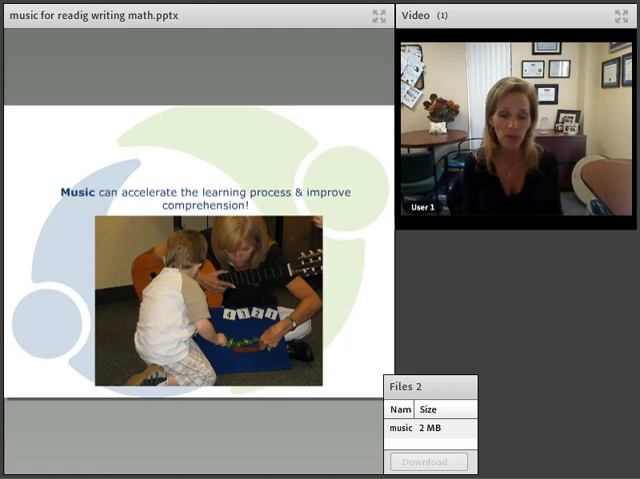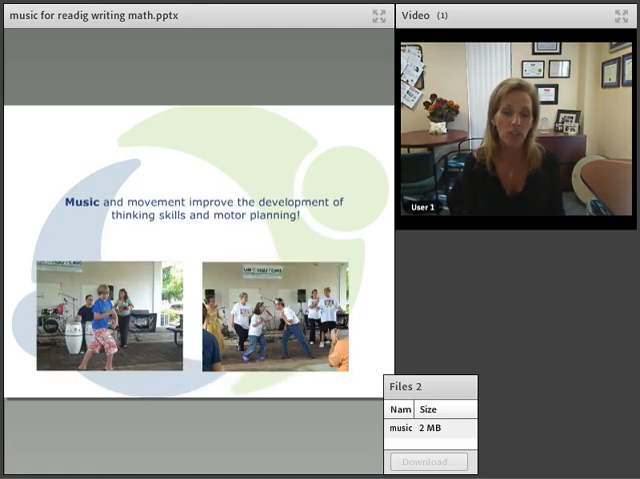And the music allows the student to be able to tap into that other part of their brain where they can learn the information through a different channel.